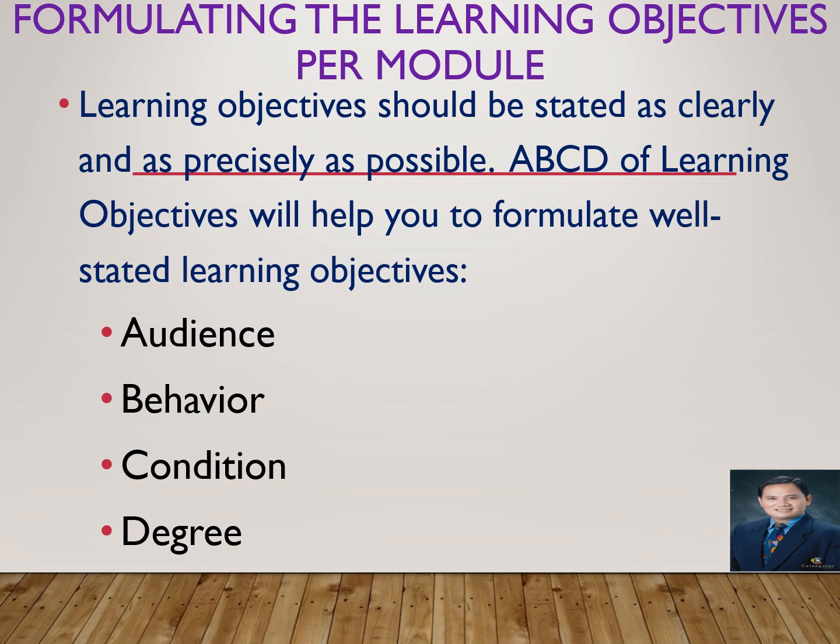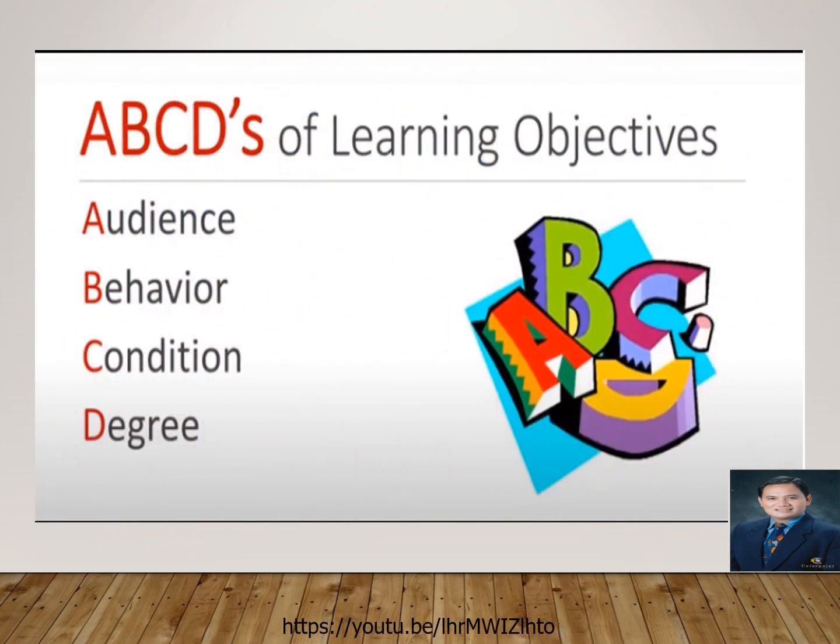The audience: who will do the behavior? Of course, the behavior: what should the learner be able to do? The condition: under what condition do you want the learner to be able to do it? Okay? And the degree is how well it must be done. Okay? An objective will include four distinct components: the audience, behavior, condition, and degree.